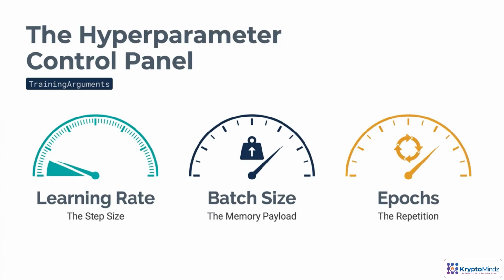Fine-tuning behaves a lot like driving a car. Hyperparameters are your dashboard controls. Learning rate is the step size the model takes when updating weights. Batch size is how many examples it sees at once. Epochs are how many times it loops over the data. Choosing reasonable values keeps training stable and avoids wasted compute.